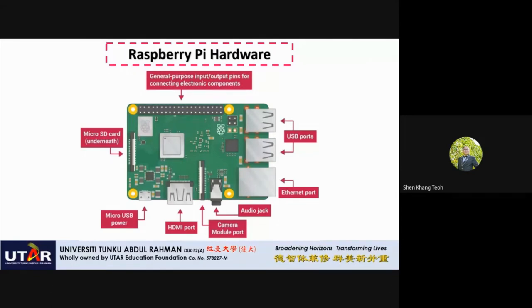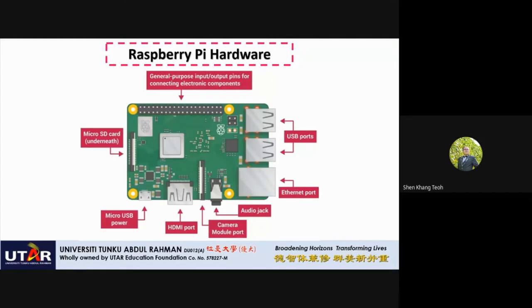Next, it has 4 USB ports which can be used to connect your keyboard and mouse, and your pen drive as well. Next, it has the network port for you to connect a network cable to have internet access. The thing that isn't shown here is the integrated Wi-Fi. It does have Wi-Fi, but it isn't shown here because it's integrated inside.